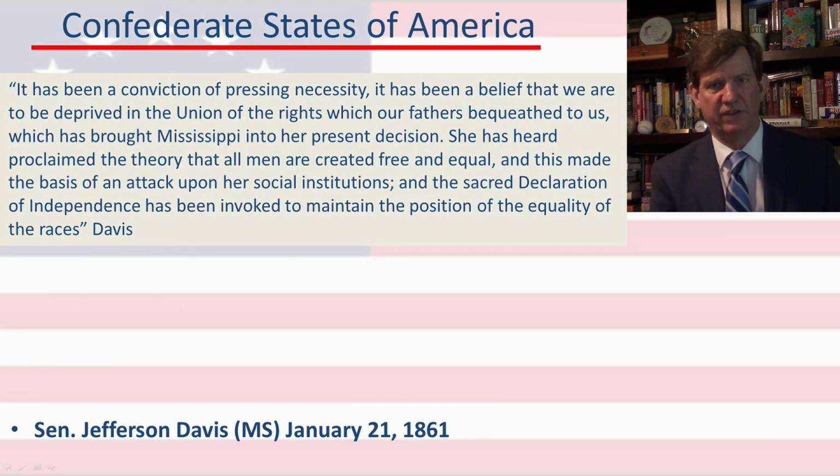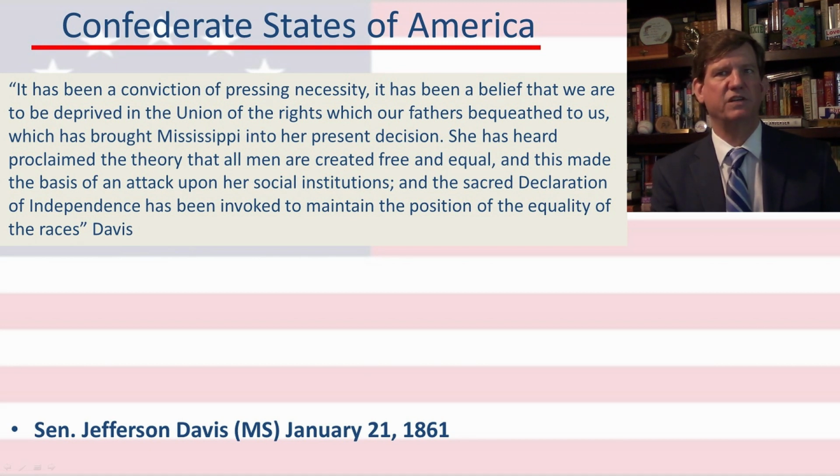Other slaveholding states followed suit. One of them was Mississippi. The senator from Mississippi was Jefferson Davis, who also went on to become the first president of the Confederate States of America. Davis, leaving the Senate, gave a speech explaining his decision to support Mississippi's exit from the Union.